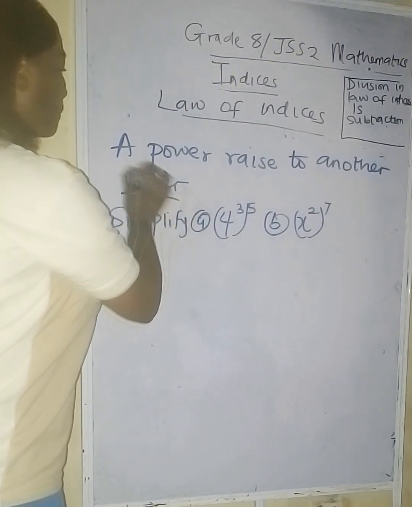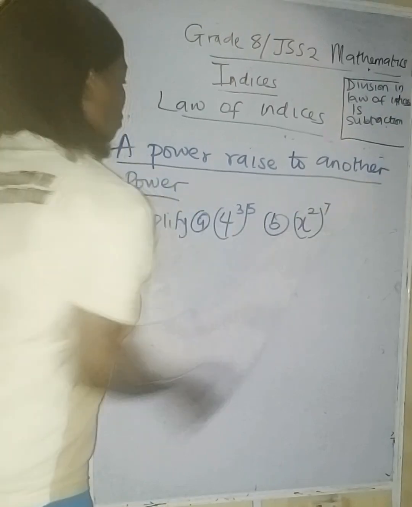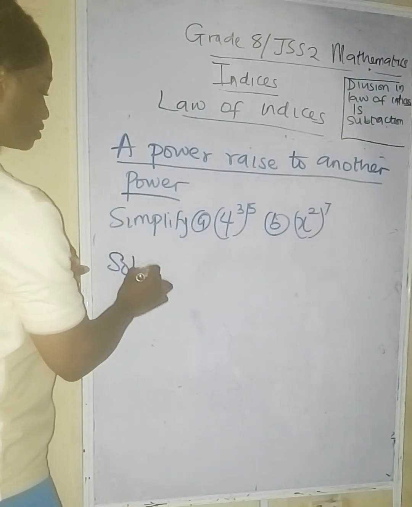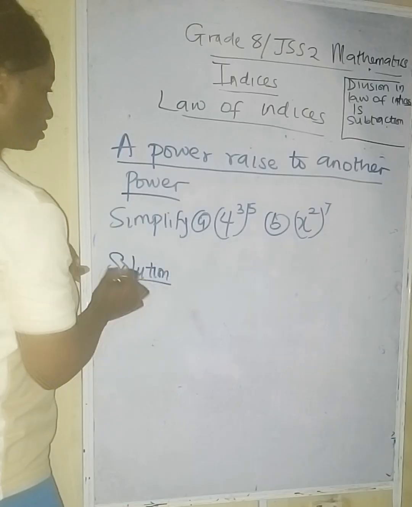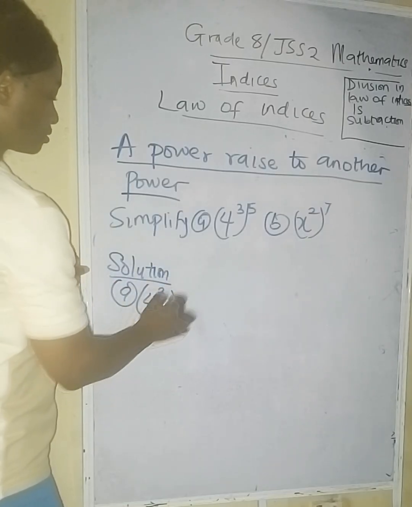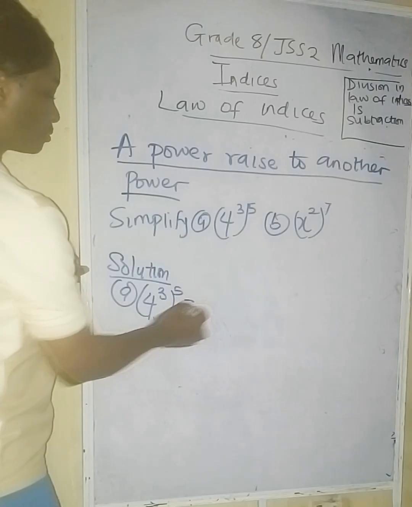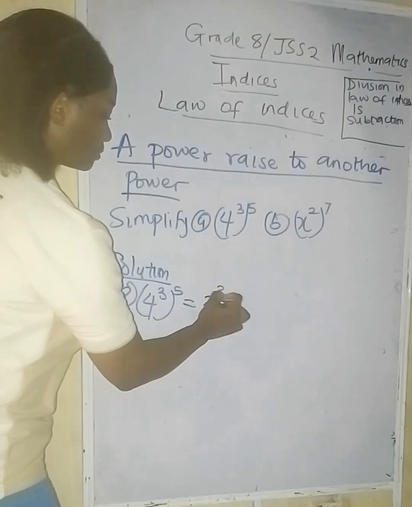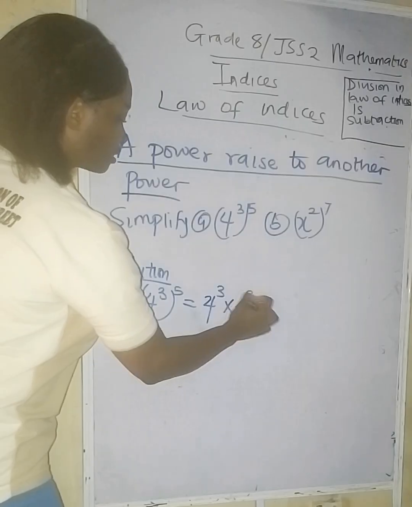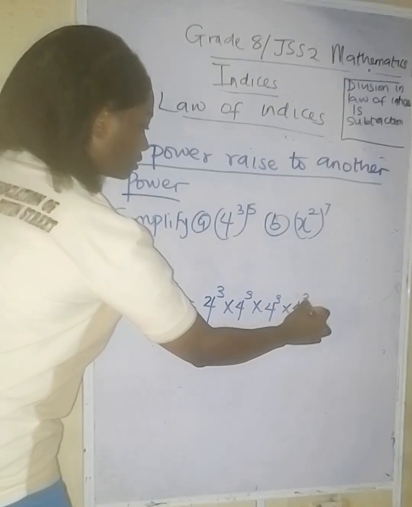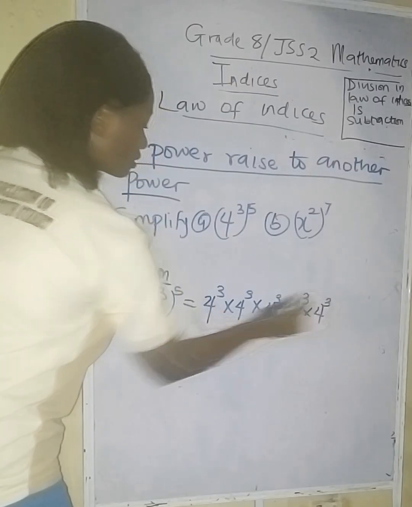The aspect is a power raised to another power. Alright, so now let's solve this question. So this is A, which is 4 raised to power 3, all raised to power 5. So now this 4 raised to power 3, we are going to count it 5 times. That will be 4 raised to power 3, 4 raised to power 3, 4 raised to power 3, 4 raised to power 3, 4 raised to power 3. This is 1, 2, 3, 4, 5.